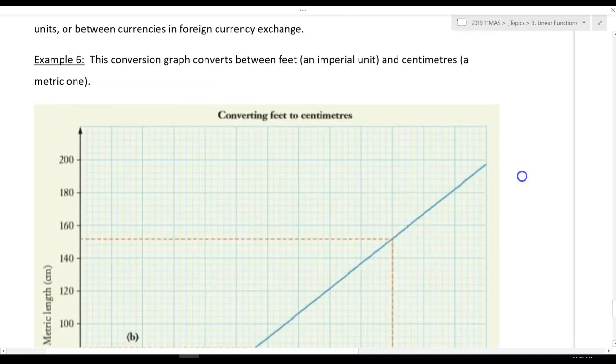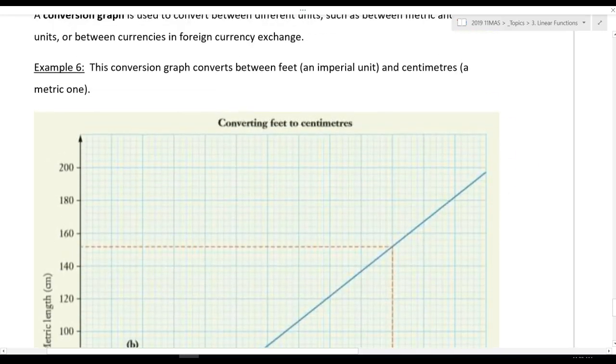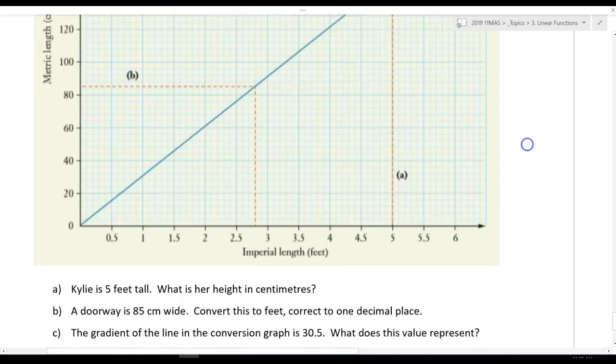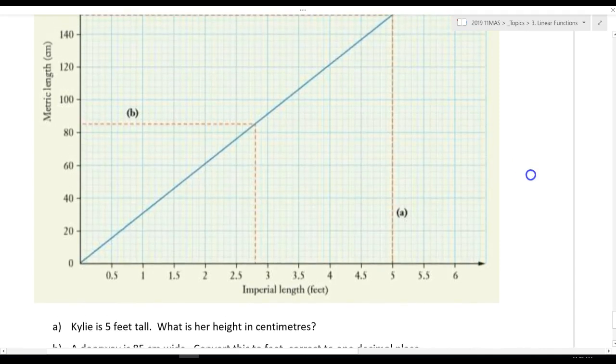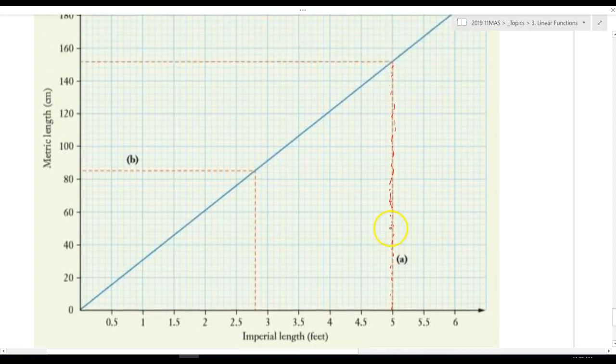So here's an example. This graph converts between feet and centimeters. Part A says Kylie is 5 foot tall, what is her height in centimeters? I go along here. These are my feet. Here's 5. I get to 5, and then I go straight up, perpendicular to the axis, in this case heading in a vertical direction until I hit that line. I go up, up, up, up, up till we hit the line.